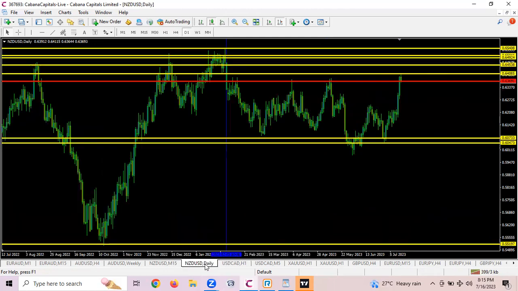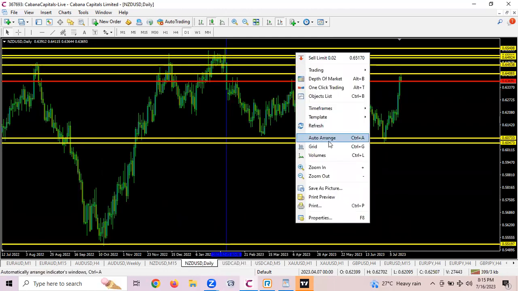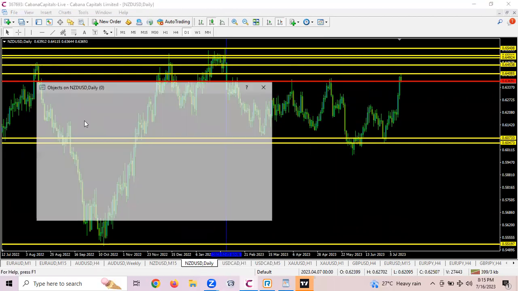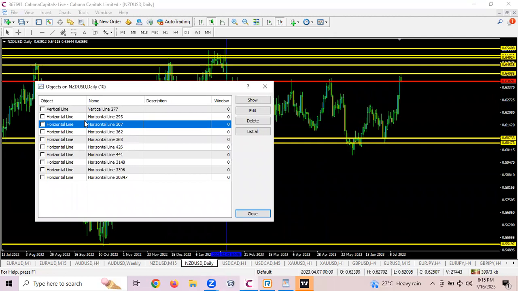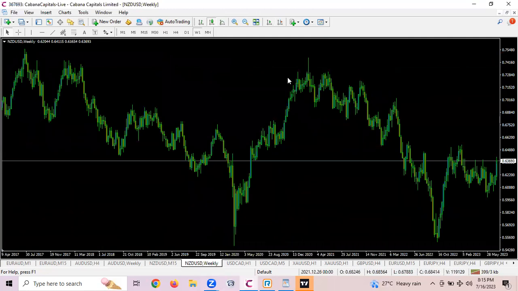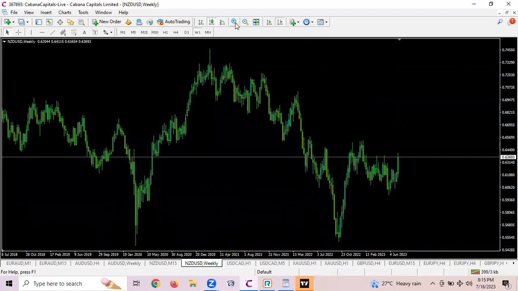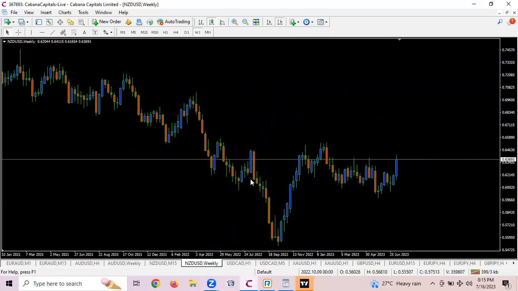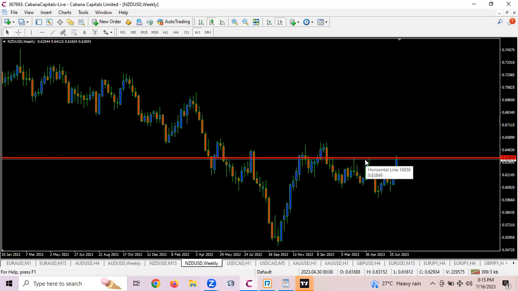Let's move to the next pair, New Zealand USD, which is positively correlated with Australian dollar USD. First time frame we'll look at is the weekly. What do we have on the weekly? So you can see the weekly tested the highs of this previous candles. Okay, because we had several stop losses at this level. This is liquidity. So last week candle cleared the stops at this level.